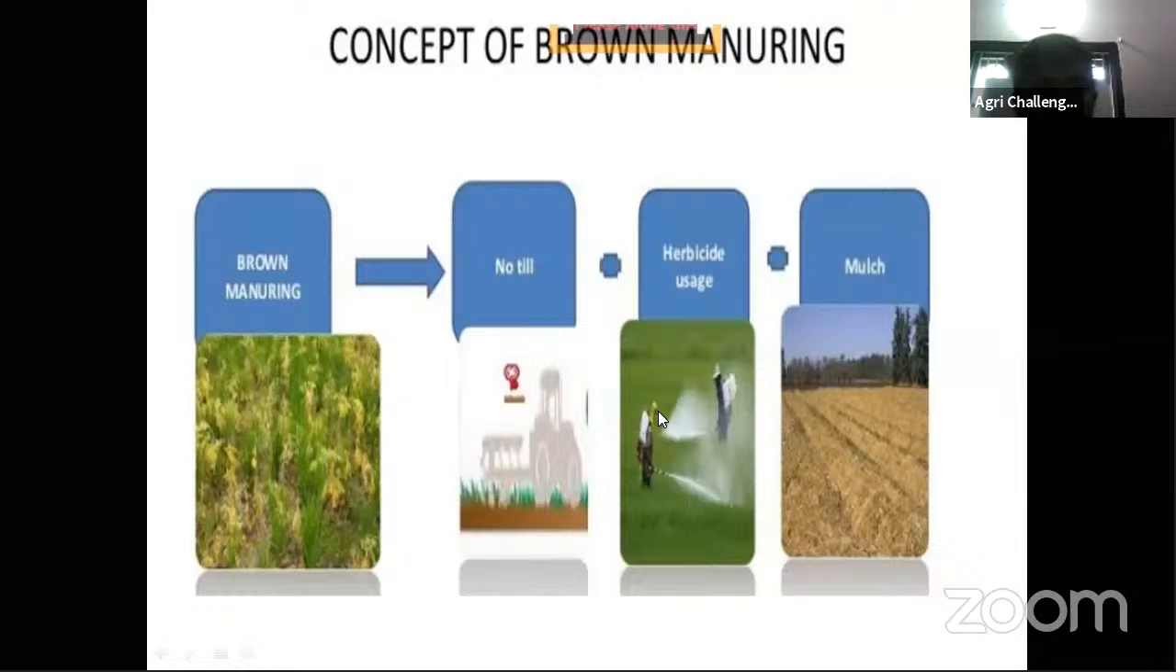Then the concept of brown manuring. Already we discussed it in the last class, that is brown manuring. You have to sow the crop, no tillage, herbicide usage, then mulching. Then further it will add organic matter to the soil.